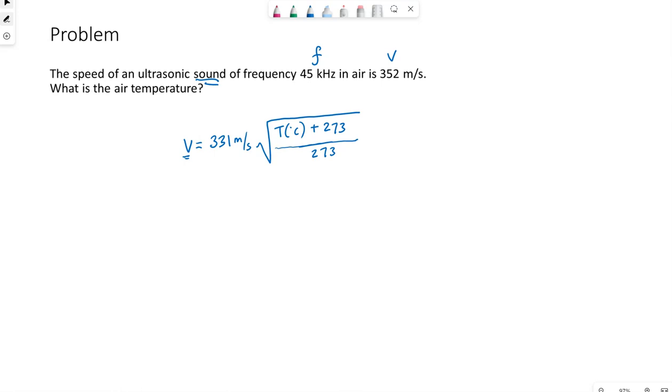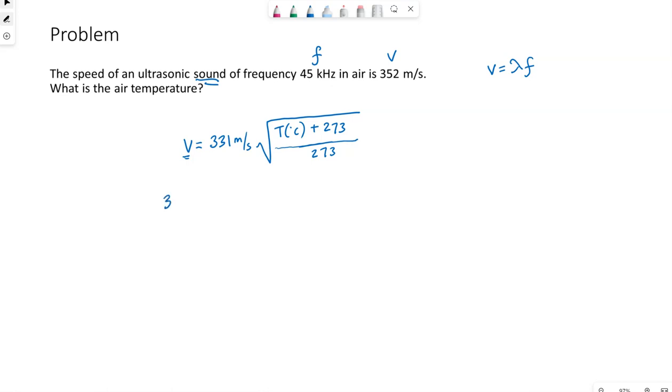We would use the frequency to find wavelength if we wanted to know the wavelength, because we know the speed of a wave is wavelength times frequency. Knowing the speed and the frequency, we could find wavelength. Now again, this equation is assuming dry air at sea level, but that's fine. That's what we need to assume.